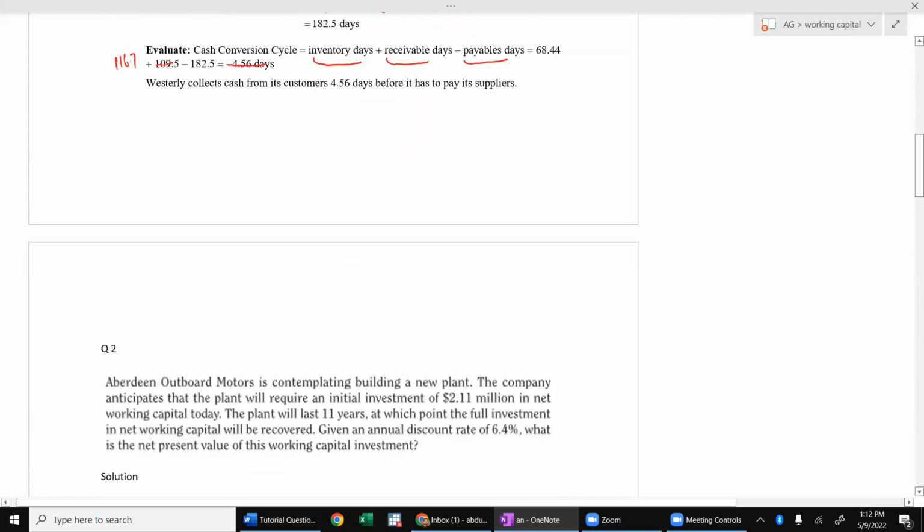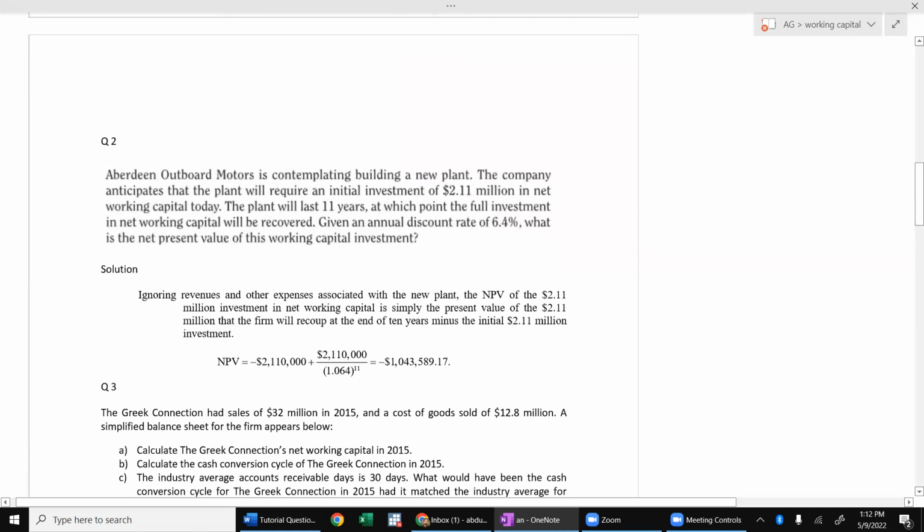Next. Okay, so Aberdeen Outboard Motor is contemplating building a new plant. The company anticipates that the plant will require an initial investment of $2.11 million in net working capital today. So they will require more working capital, and more working capital means an increase in working capital. So $2.11 million is an outflow.